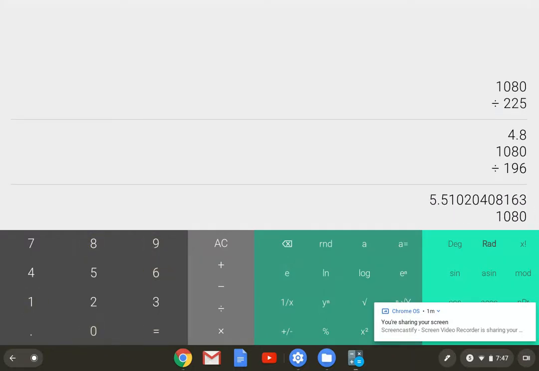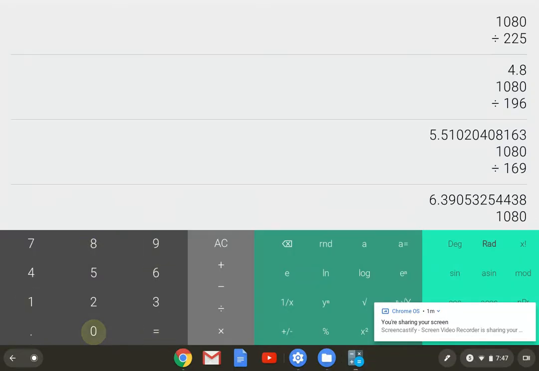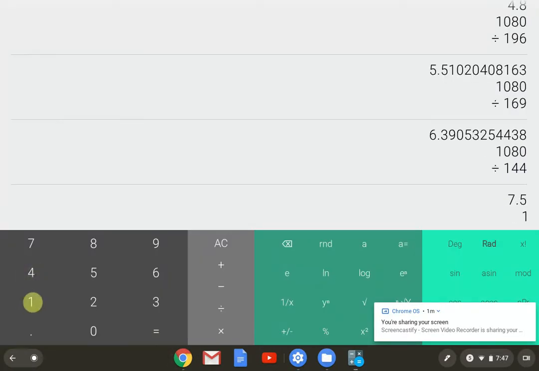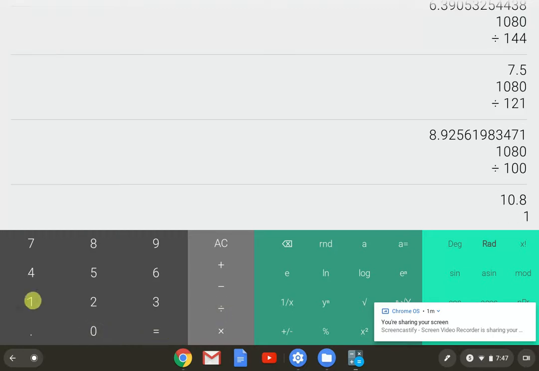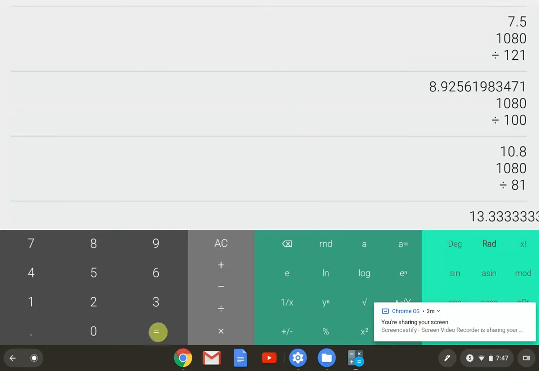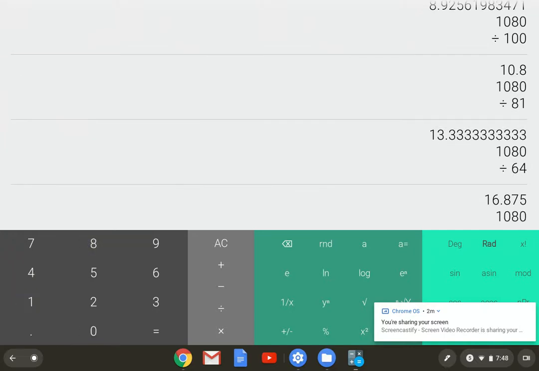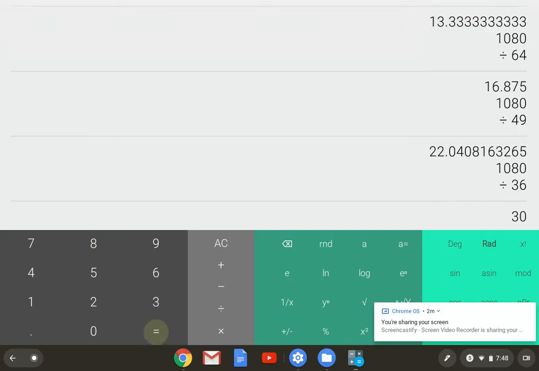Then we'll divide by the next number down, because we've got to get to something that's not a decimal. 169, that's a decimal. Then the next number down, 144. Then 121. Then 100. Then 81. Again, we're looking for something that's not a decimal. Next number down, 64. Next number down, 49. Next number down, 36. I think that's our magic ticket. It divides cleanly by 36 with no decimal. So we get 36 and 30.